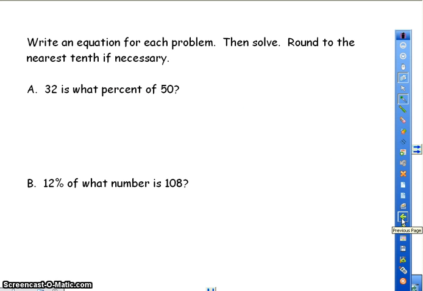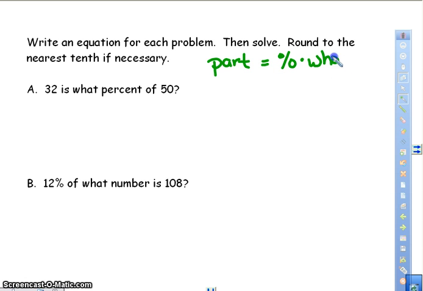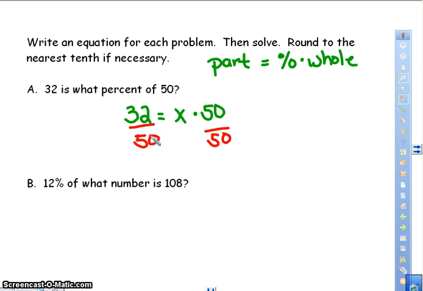Now we're going to write an equation for each problem, then solve. Round to the nearest tenth if necessary. So the equation is part equals percent times whole. Okay. So 32 is what percent of 50? 32 is my part. We don't know what the percent is, and it's of 50. Okay, so I want to get x by itself so I can find my percent. You're going to divide both sides by 50. 32 divided by 50 is 0.64.